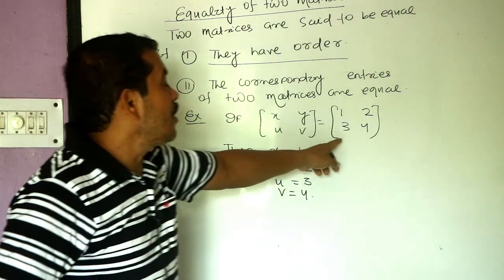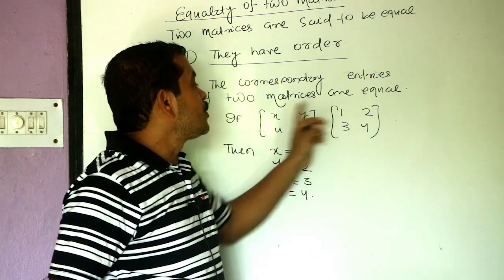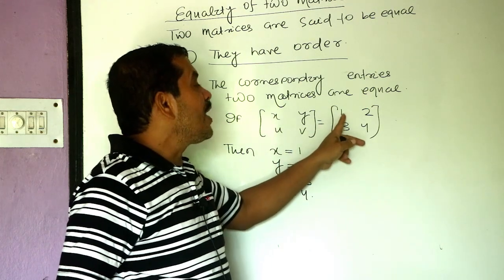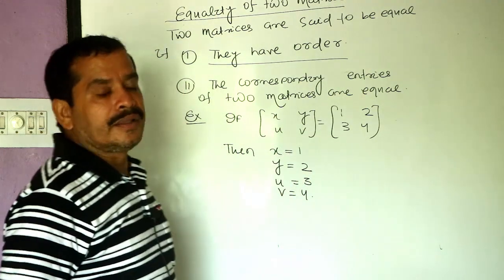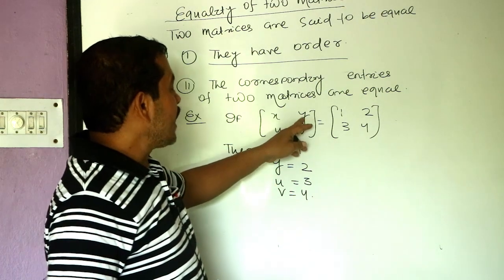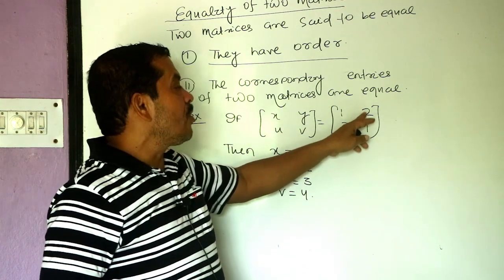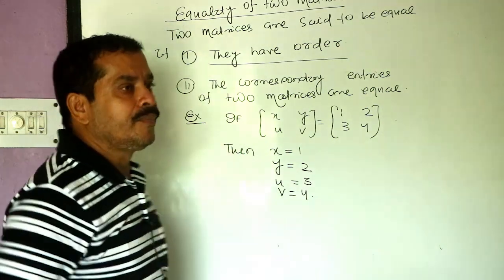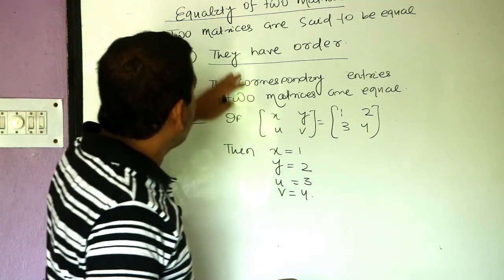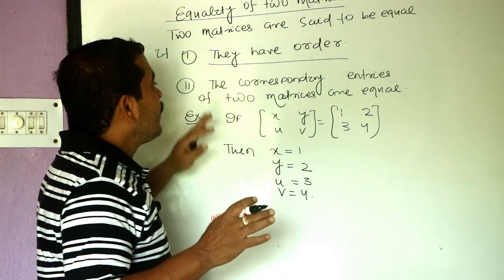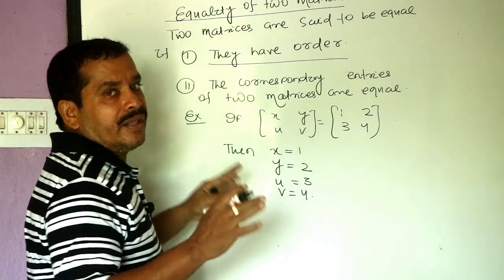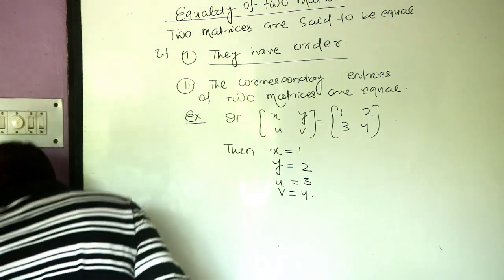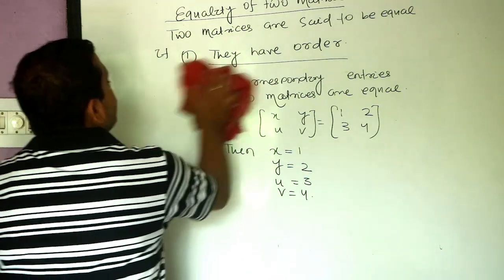First they have the same order, then corresponding entries will be the same. The first row first column entry equals the first row first column entry. Then the second row second column entry equals the second row second column entry. Then we say that the two matrices are equal. So those are the two required conditions, by which we decide whether two matrices are equal or not. That is the equality of two matrices.